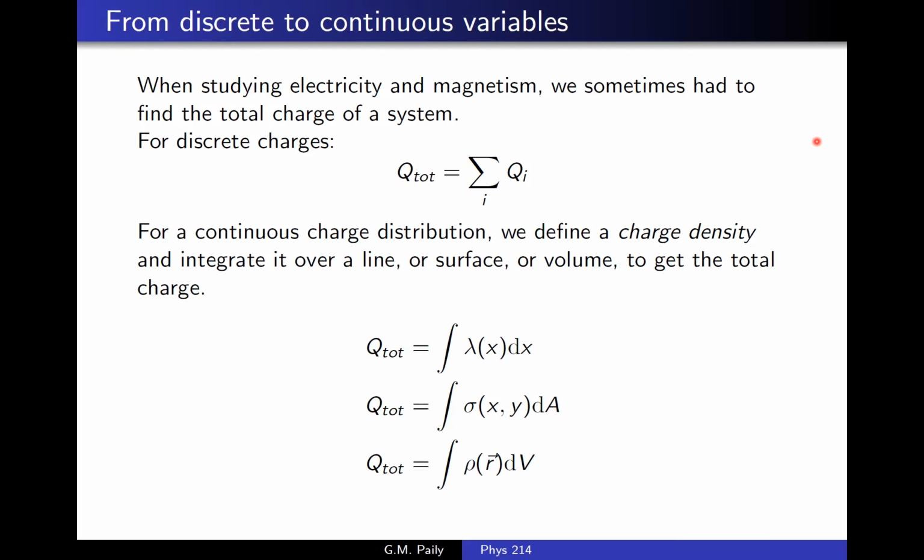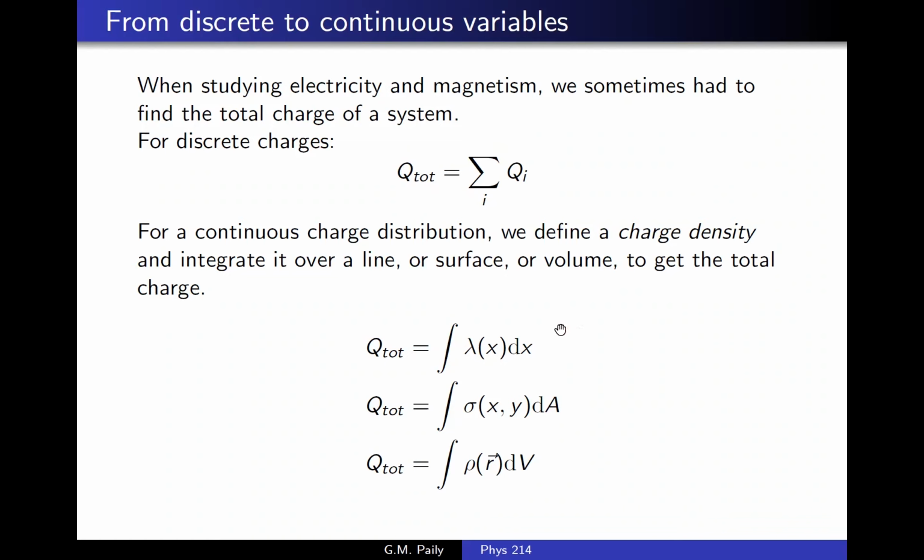Well, let's think about what we did when dealing with electricity and magnetism, when we had to find the total charge of a system. For point charges, we would just add up all the point charges, right? The charge of each point charge, just add them all up, and that gave us the total charge. But when we had a charge distribution, what we did was we defined a charge density and then integrated that to find the total charge.